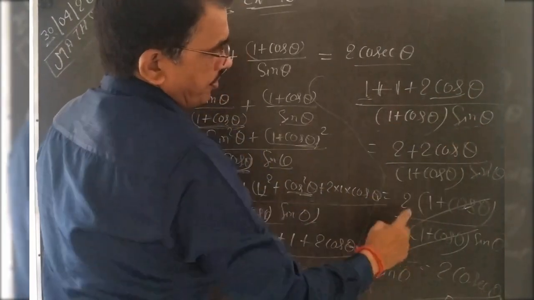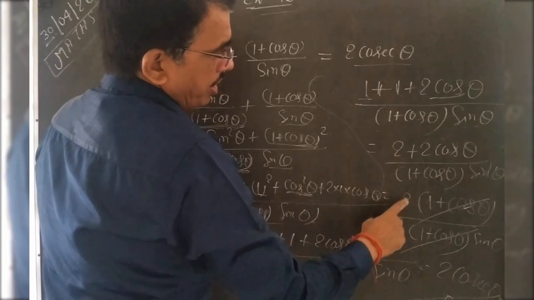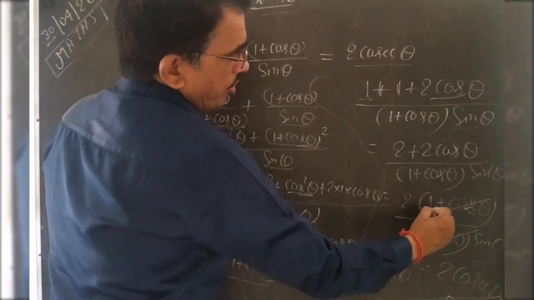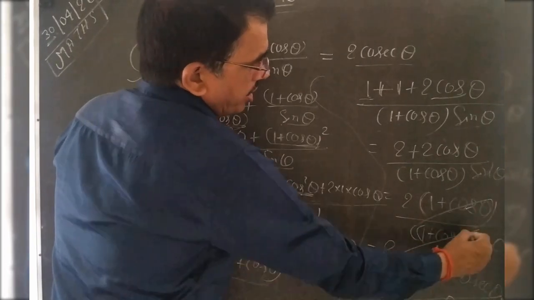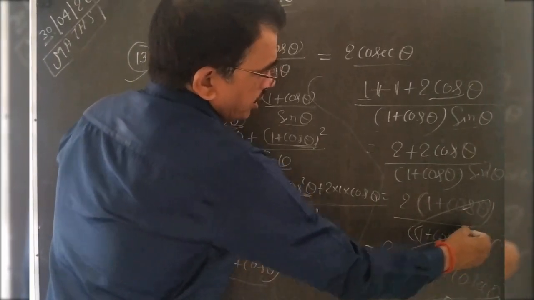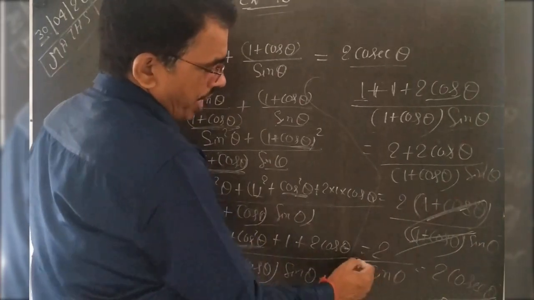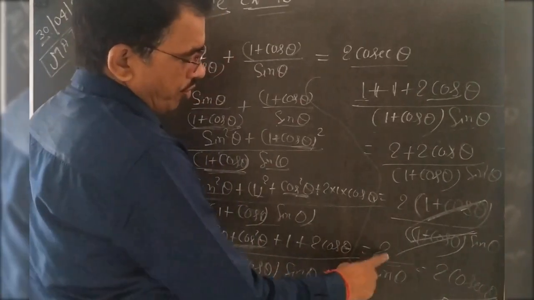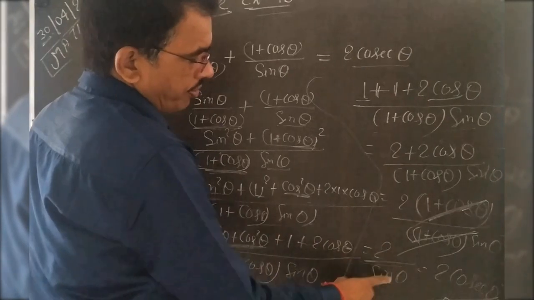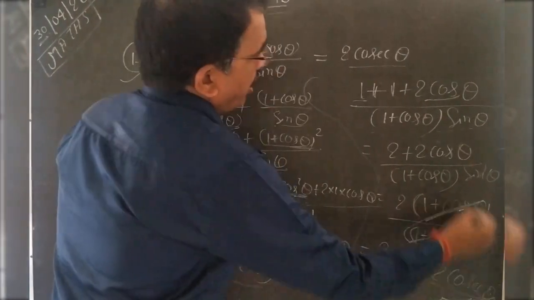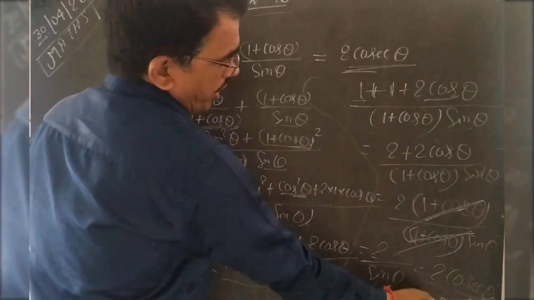The denominator is the same. Now we take 2 as the common factor. Then here is 1 plus cos and here is also (1 plus cos)(sin), so 1 plus cos cancels. So you have 2 by sin theta, and 1 by sin theta is the reciprocal, cosec. So 2 by sin means 2 cosec theta, and that is the RHS. So that is proved.